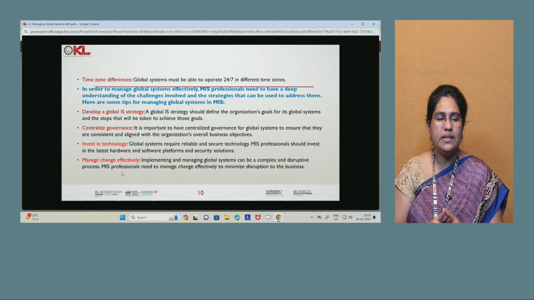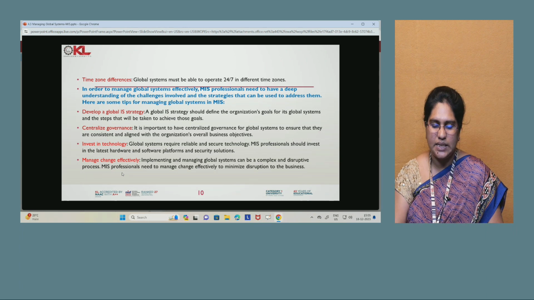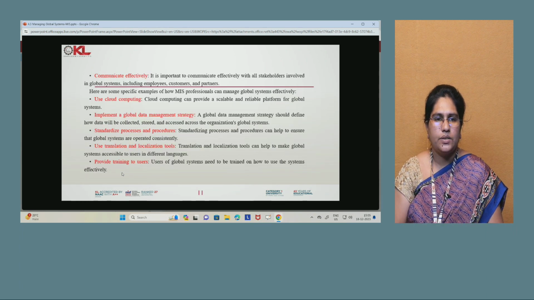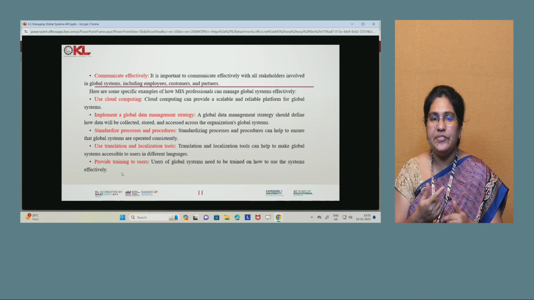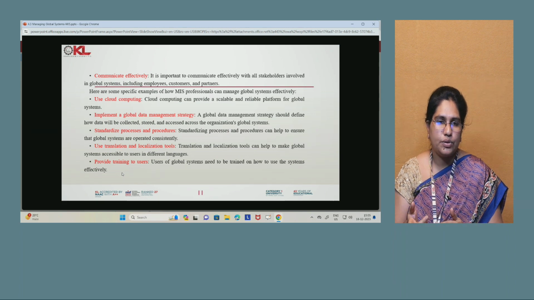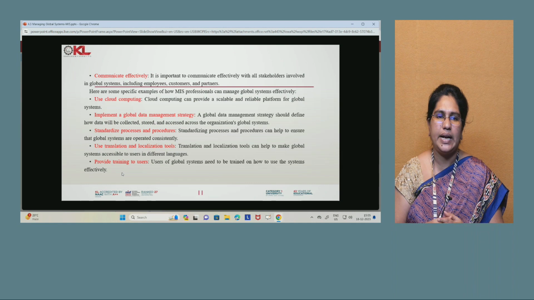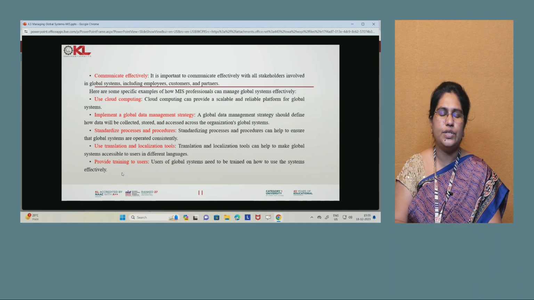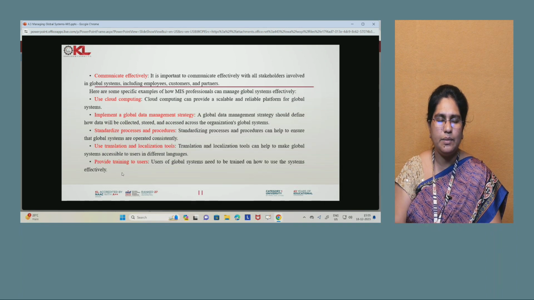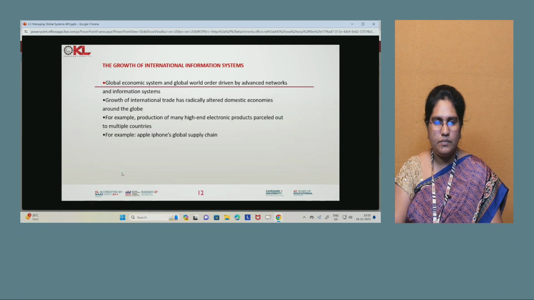Invest in technology and manage the change efficiently. So communicate effectively, that will also help to remove these barriers. Use cloud computing. So implement global data management strategies and standardize processes and procedures. Use translation and localization tools and provide training to the user. These are the solutions to the problems which occurred in the project.